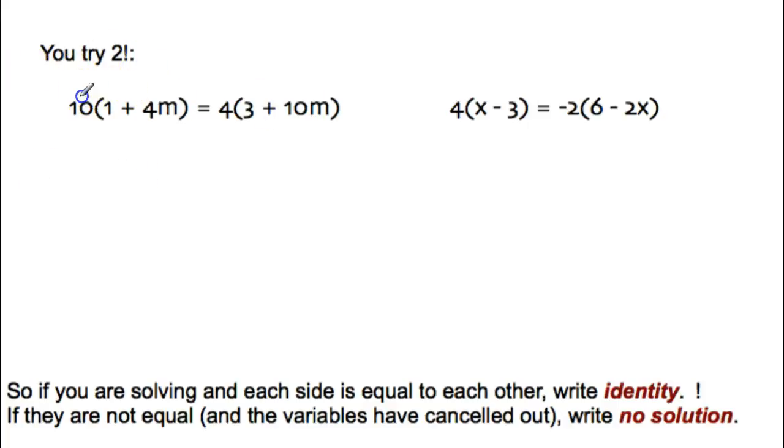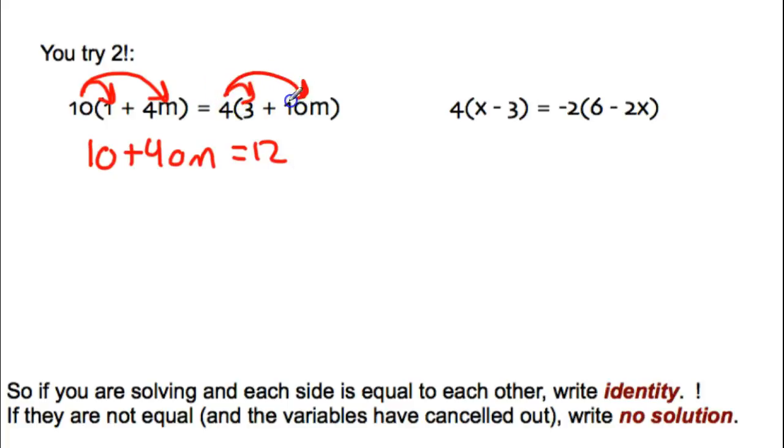First, over here, I would distribute. 10 times 1 is 10. 10 times 4m is plus 40m. Over here, 4 times 3 is 12. 4 times 10m is plus 40m. I'm already looking at this. 10 plus 40m, 12 plus 40m. I'm noticing that they both have a 40m, but then this is 10 and that's 12, so it's a little bit different. Alright, let me draw the line.